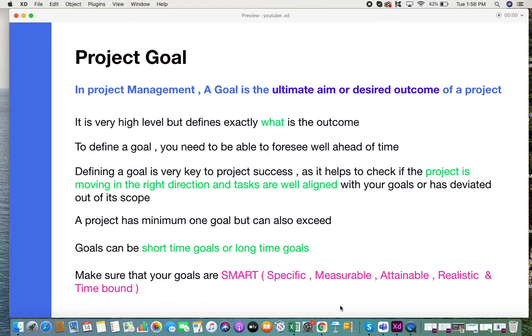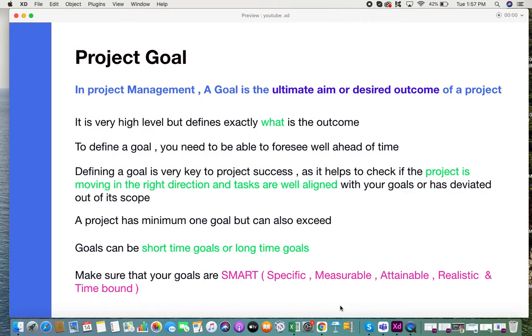To define a goal, you need to foresee well ahead of time. You cannot just set up a goal all of a sudden. You need to look through different nuances, different aspects, and the environment you are in in order to set up a goal. You also need to keep in mind the timeline of your goal. Defining a goal is very key to project management, because every project you come across will have a goal, and this goal helps you check if the project is moving in the right direction and tasks are well aligned with your goals, or if it has deviated out of its scope.